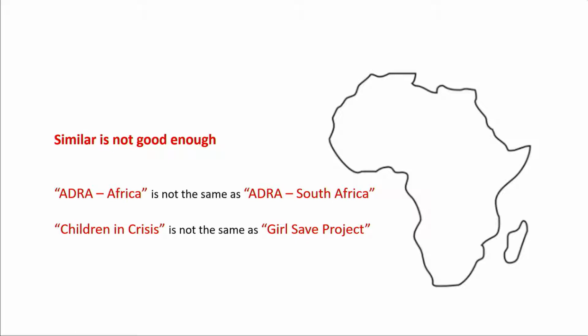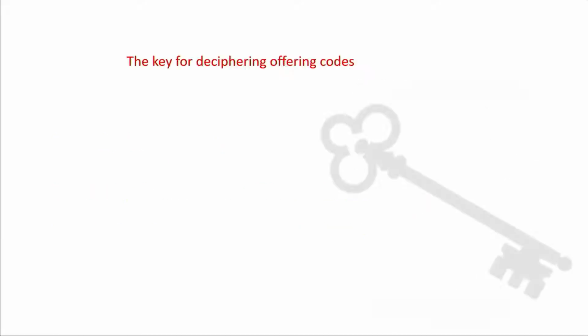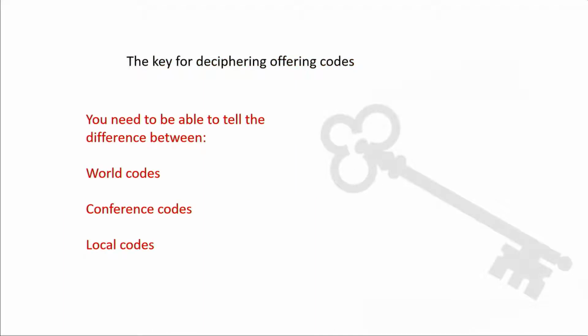Entering a lot of new accounts may seem overwhelming, but with the help of these training videos and our handy Adventist Giving code chart, you can become an expert at spotting new codes and entering them correctly. So let me give you the key for deciphering offering codes, because you're going to need to be able to tell the difference between world codes, conference codes, and local codes.